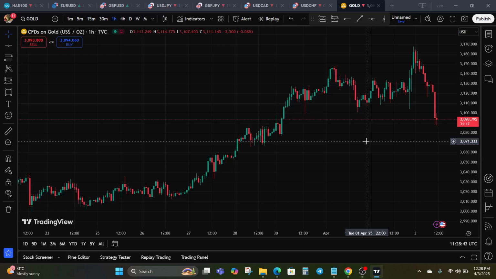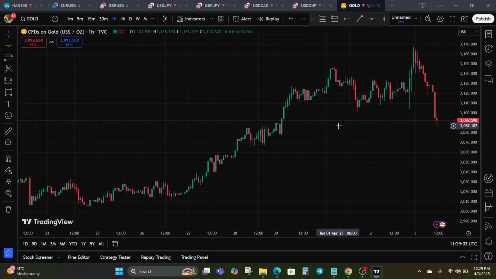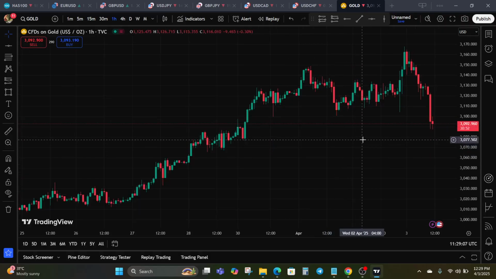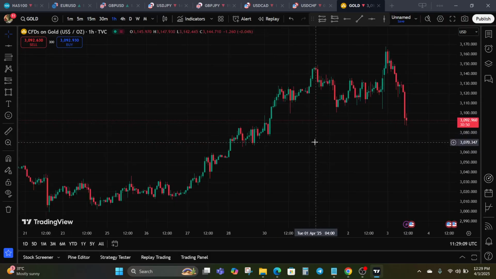All right. The 1 hour time frame is perfect for both intraday traders and swing traders because it offers a balance between frequent trade opportunities and less market noise compared to lower time frames. Now, this strategy allows traders to catch trends early, filter out fake signals, and hold trades with more confidence.